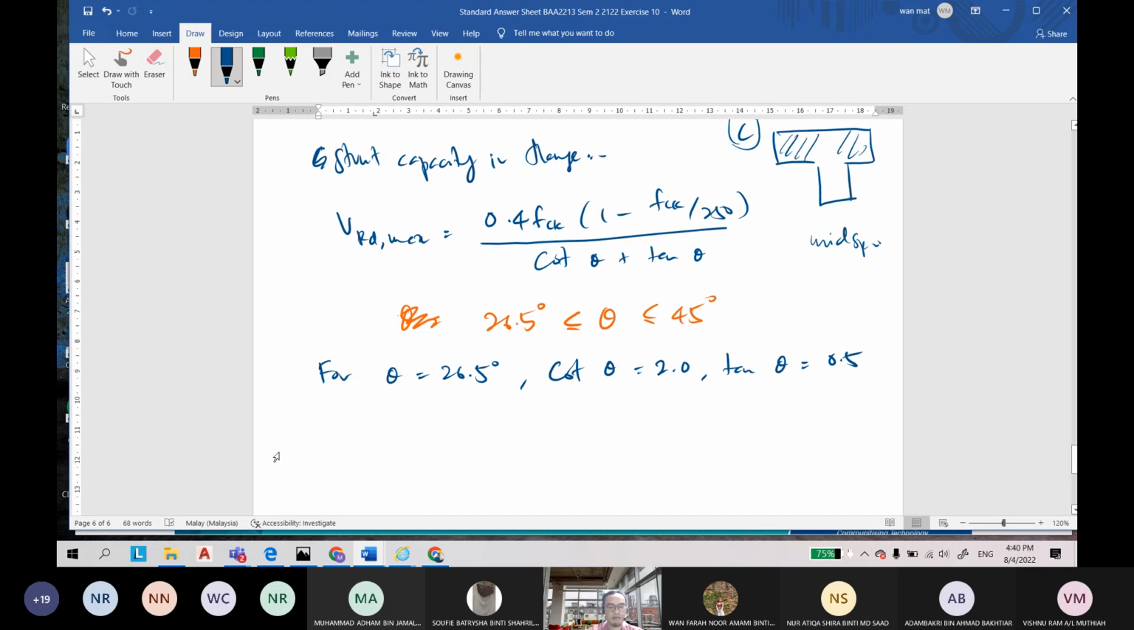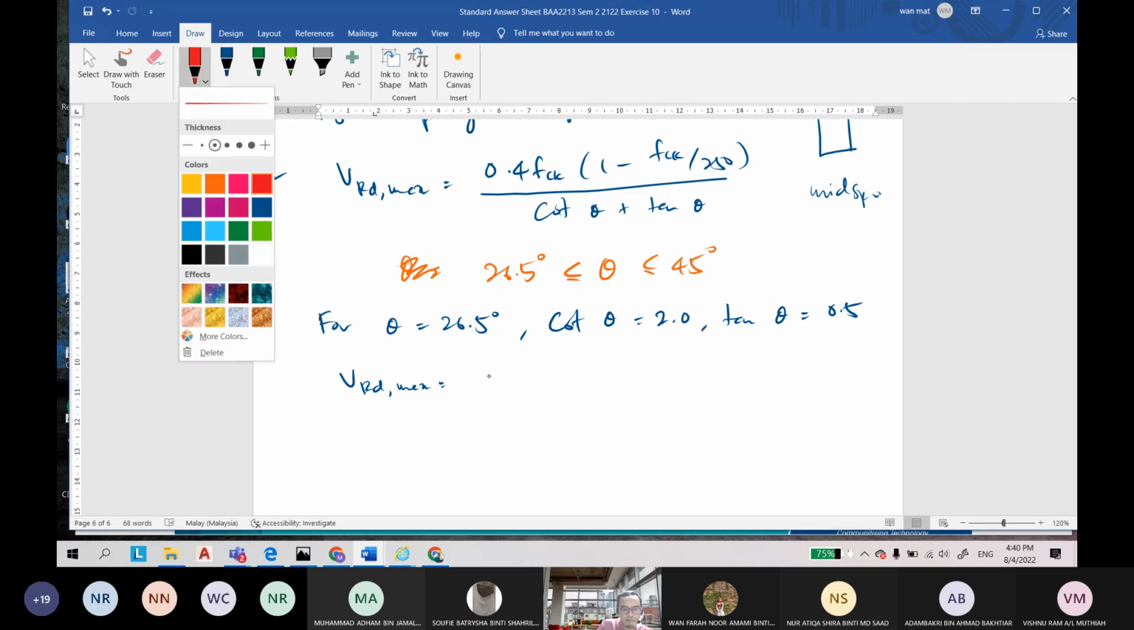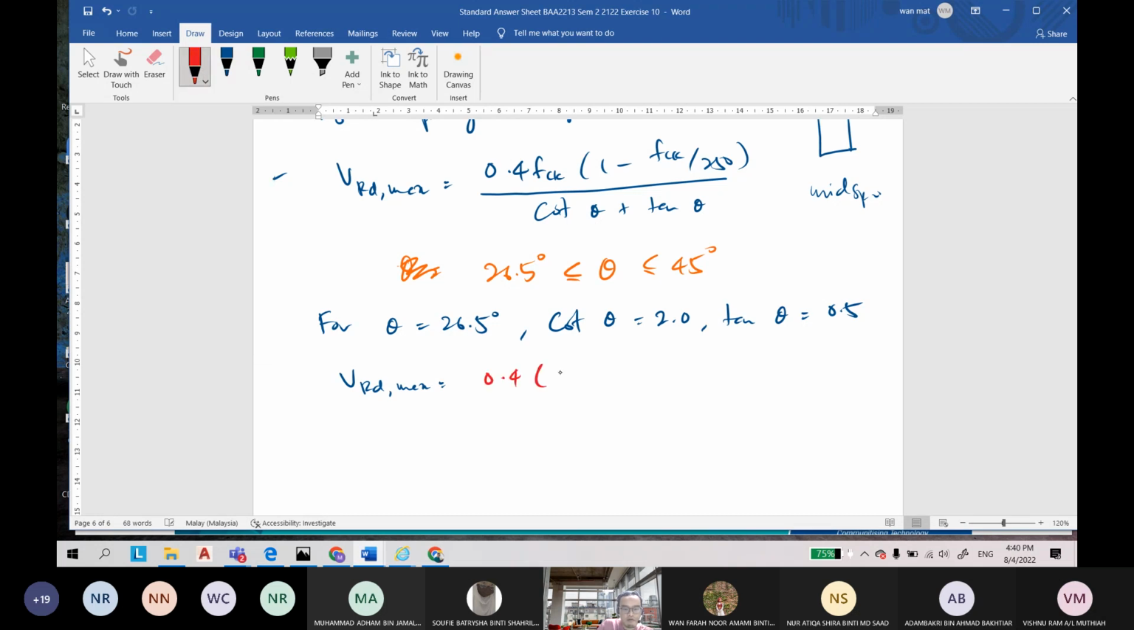So you calculate based on these equations. vRd max is equal to 0.4 times 30, times (1 minus 30 divided by 250), divided by (2.0 plus 0.5). So what is the value of vRd maximum?